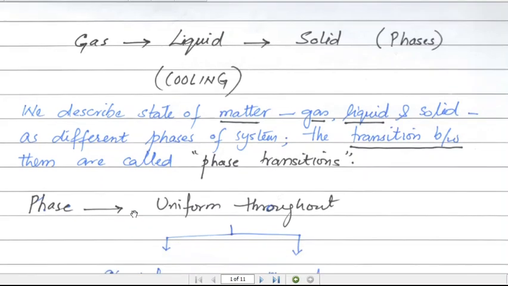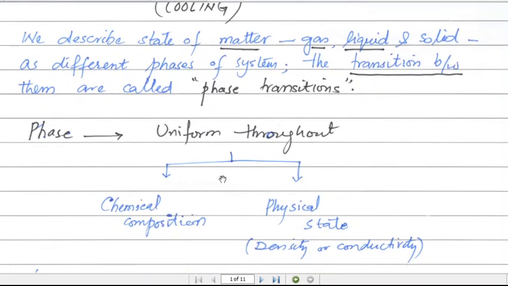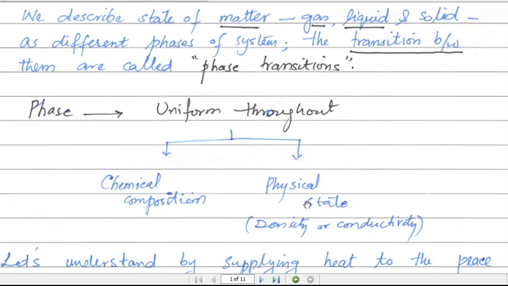A phase is a state of matter which is uniform throughout, not only in chemical composition but also in the physical state. That is, the uniformity is crucial. The properties such as the density and conductivity of the system must be the same, as well as the chemical composition throughout the system.